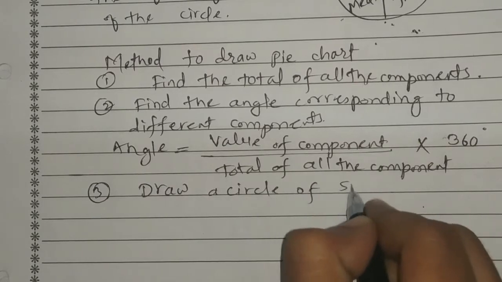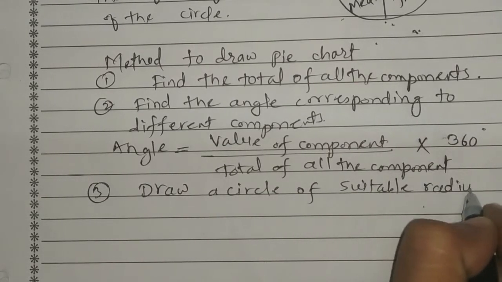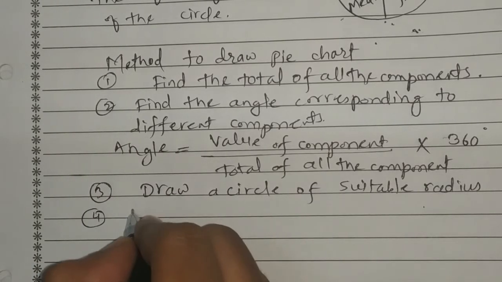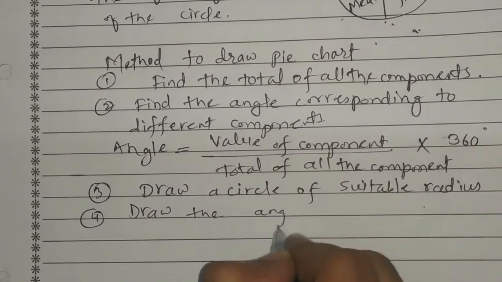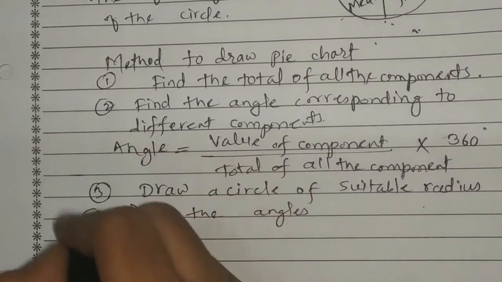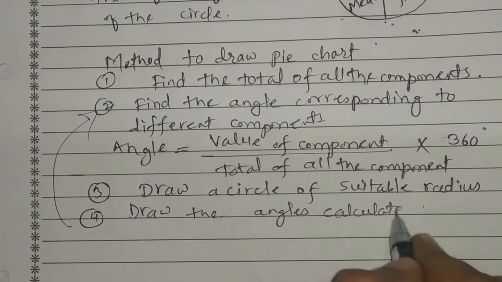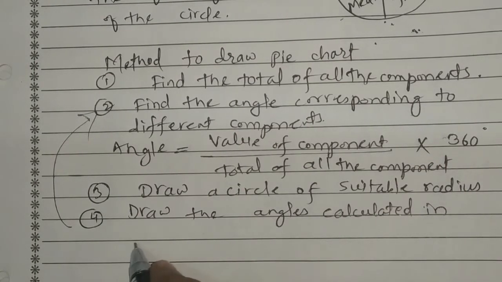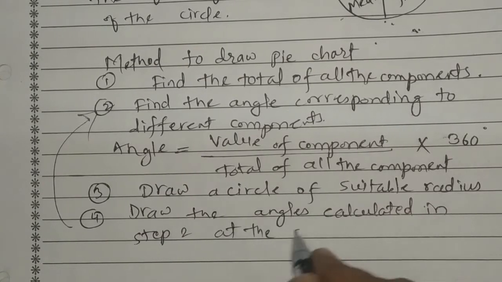Now in step 3 we are going to draw a circle of a suitable radius. You can draw a circle of any radius, okay? And in step 4 you have to draw the angles, which you have calculated here in step 2, at the center of the circle.